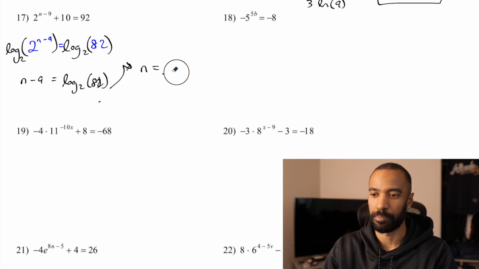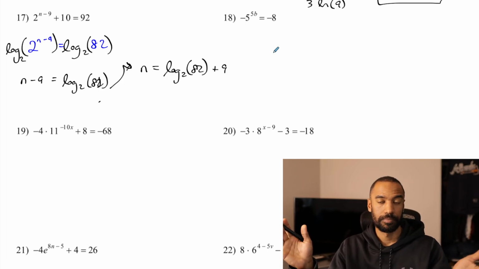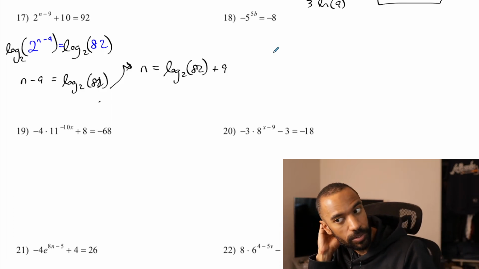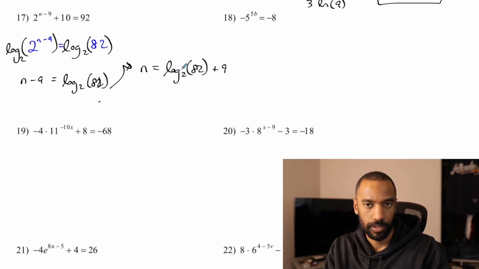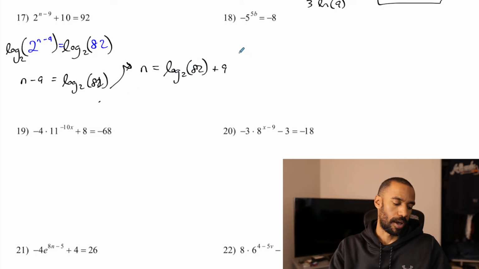Man, my handwriting's getting really bad right now. I'm sorry. Log base 2, because here's an exact answer, right? You can write this: log base 2 of 82 plus 9. That's an exact answer. We did log base 2 of both sides. We added 9 over. What you type in the calculator is going to be log of 82 over log of 2 plus 9. So I'm going to try that.